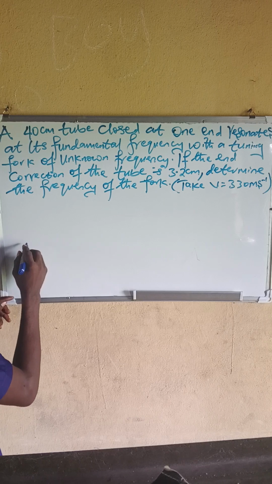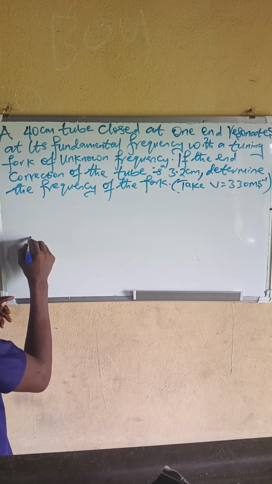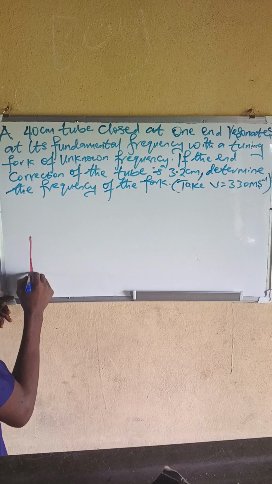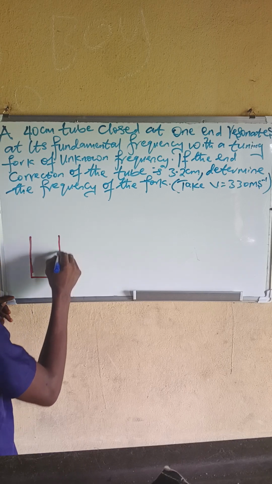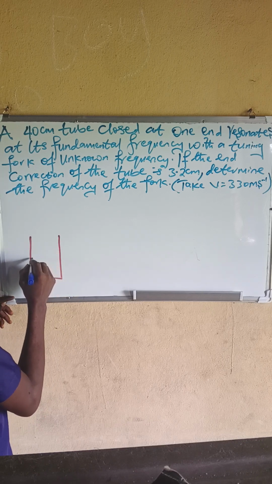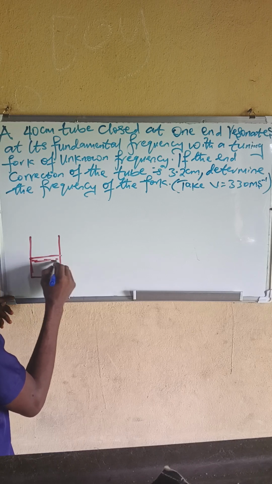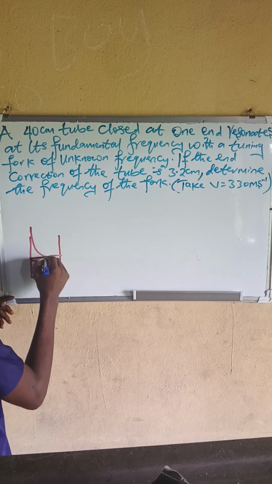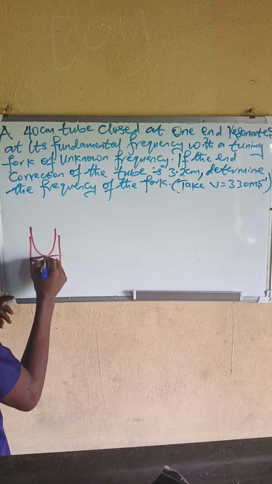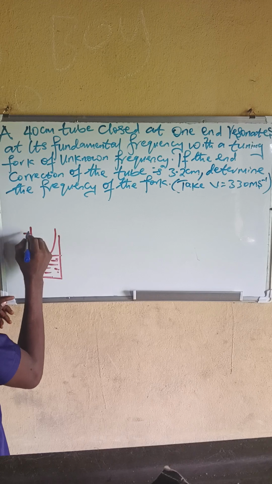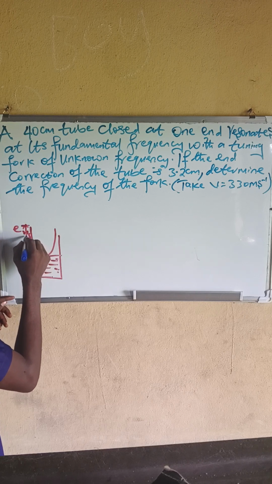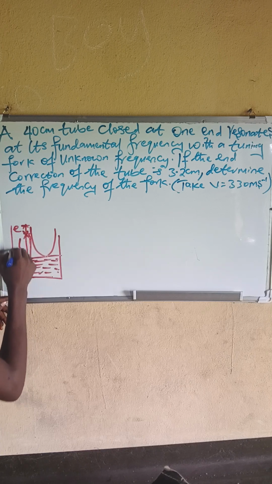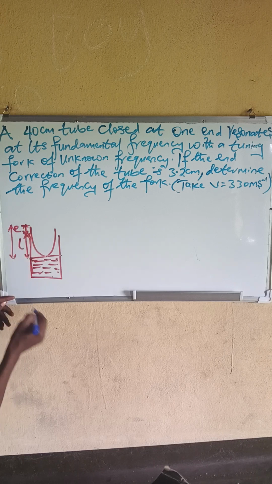Let's see. This is the diagram. We have our tube. This is our tube, and it's closed at one end. So we have this. From here to here is the end correction, E. From here to here is the length. So from here to here is the effective length.